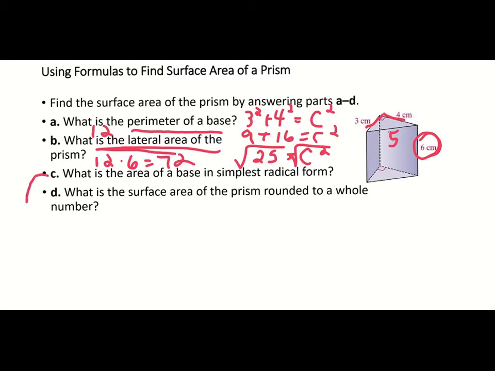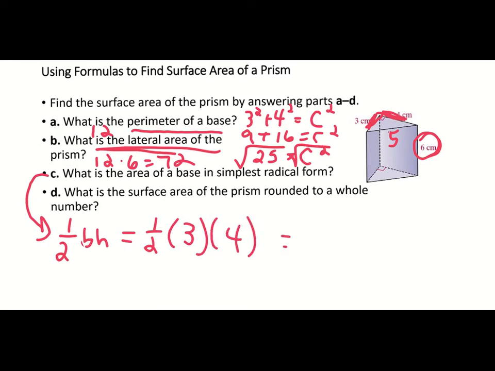Next, for C, which I'm going to do down here, they want the area of the base in simplest radical form. Remember, area of a triangle is 1/2 base times height, it's a little b, not a big B. Let me erase that. It's a right triangle, so my base is 3, my height is 4. So it's going to be 1/2 times 3 times 4. And I know that 3 times 4 is 12, and half of that would be 6 centimeters squared. So that's the area of the base.